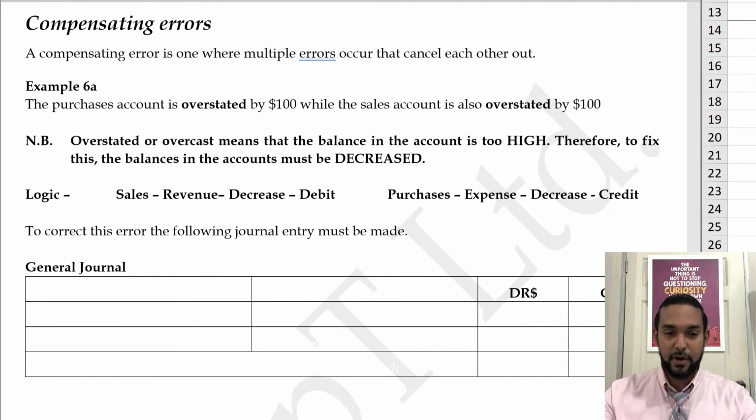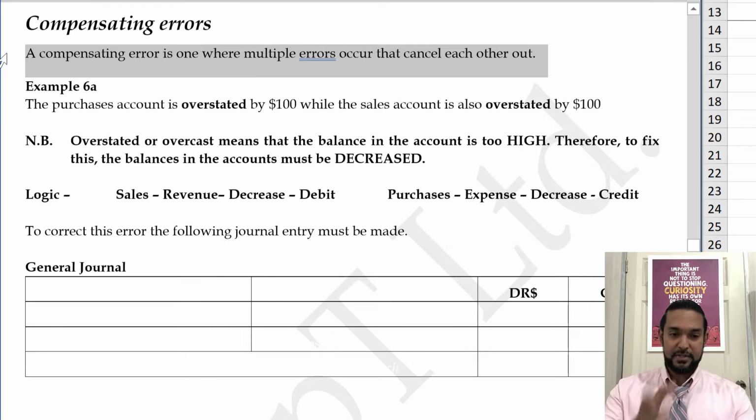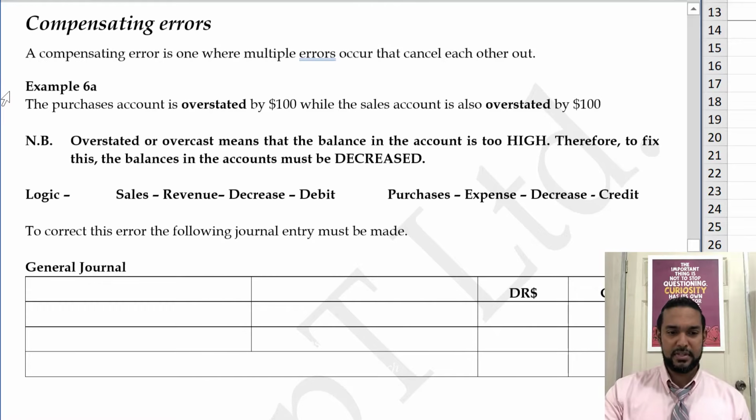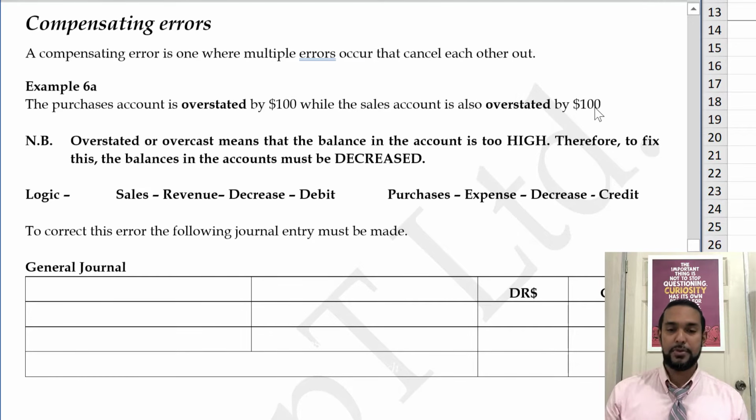The first type of error is called a compensating error. A compensating error is an error where multiple errors occur that cancel or balance each other out. Example 6a: the purchases account is overstated by $100 while the sales account is also overstated by $100. So both accounts here are overstated.